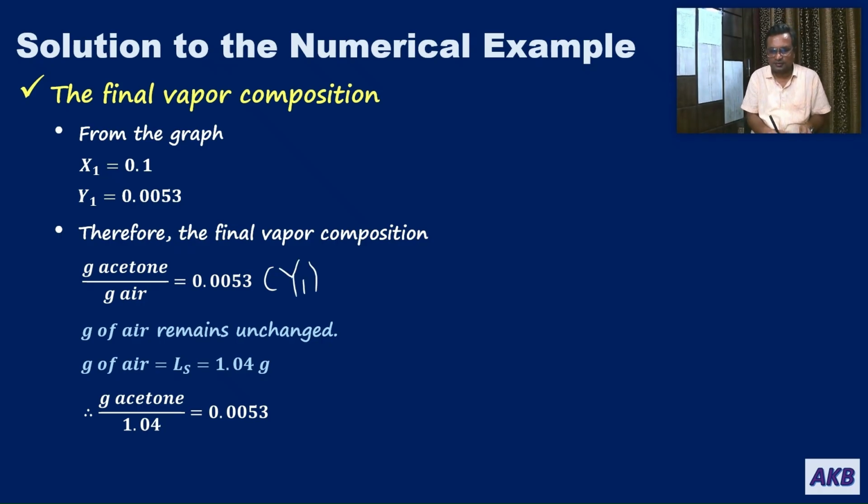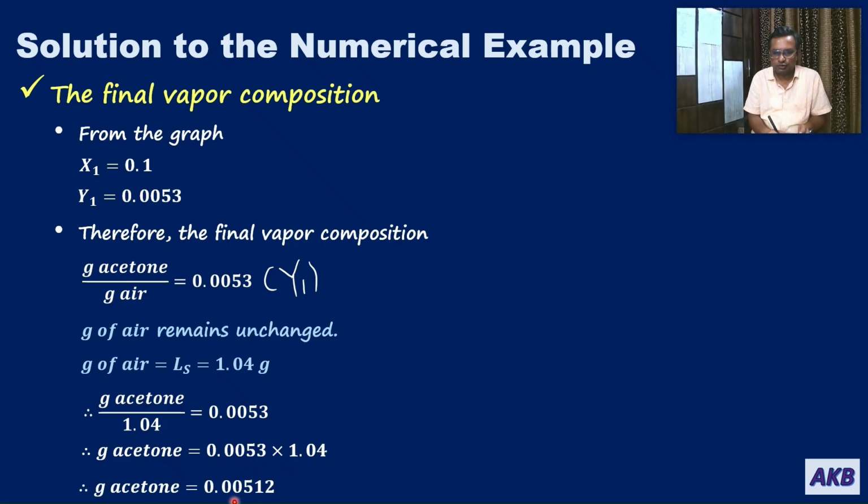So how is it defined? How is capital Y1 defined? Gram of acetone per gram of air in the final mixture. In that, we know the gram of air because it remains unchanged. So therefore it is gram of acetone divided by 1.04, that is equal to 0.0053. That is, gram of acetone will be equal to 0.0053 into 1.04. That is, gram of acetone will be 0.00512.